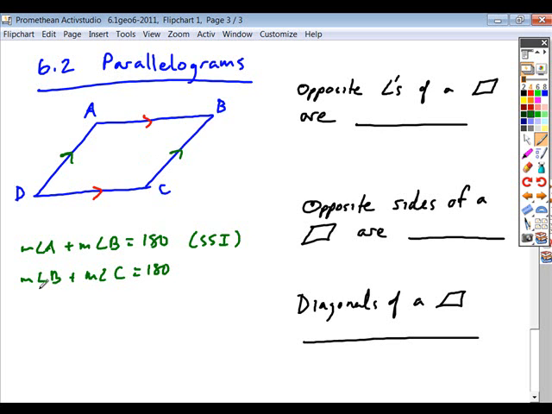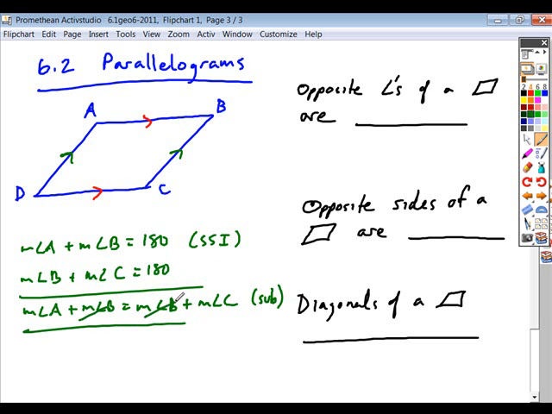So based on that relationship, we could then make the statement that A plus B is equivalent to B plus C. Correct? And what would justify that? Substitution, or two things equal to the same thing are equal to each other. Transitive property. And now if you subtract angle B from both sides, we get the relationship that angle A and angle C are equal by subtraction property.